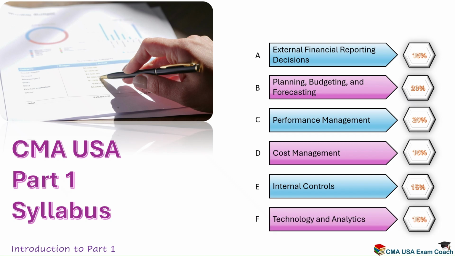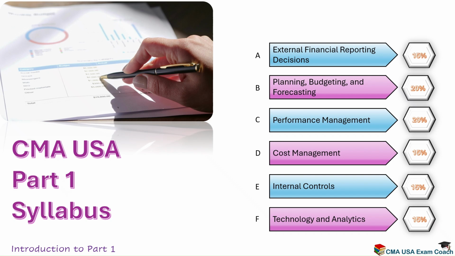This is the newest and most exciting part. It focuses on how technology, data, and analytics are used in modern accounting, including automation, big data, and visualization tools that help in smarter decision-making. In short, Part 1 connects financial information, internal operations, and technology, giving you the complete picture of how a business runs efficiently and ethically. In the next slides, we'll go section by section and discuss what exactly each one covers in detail.